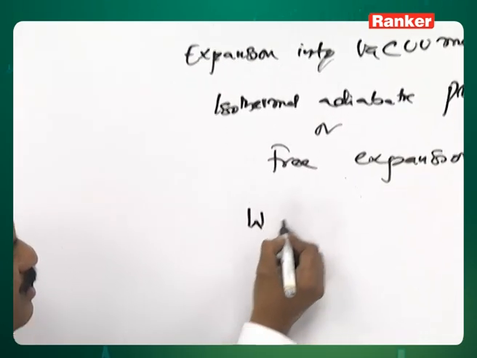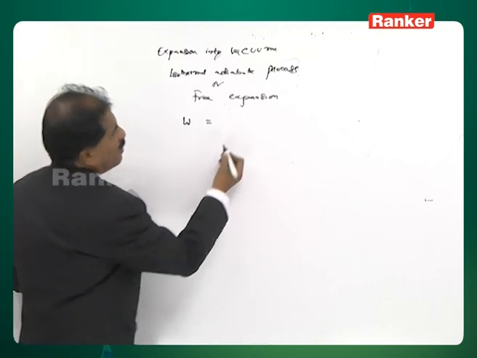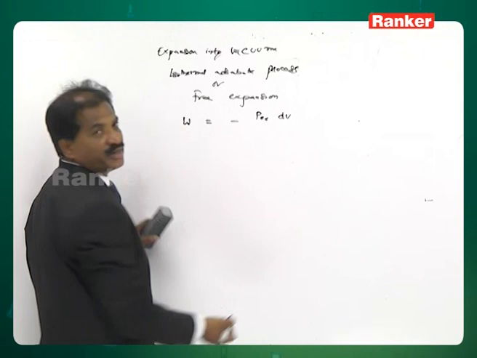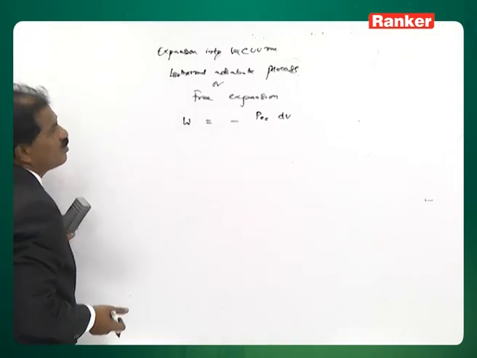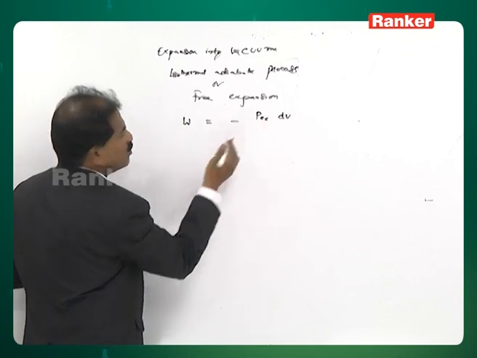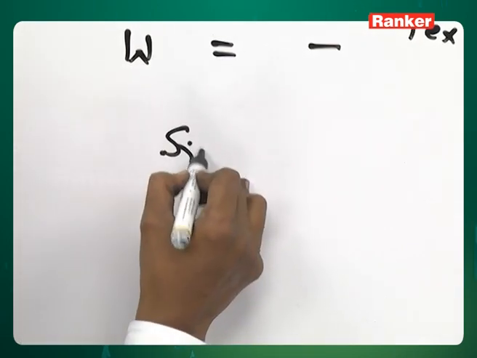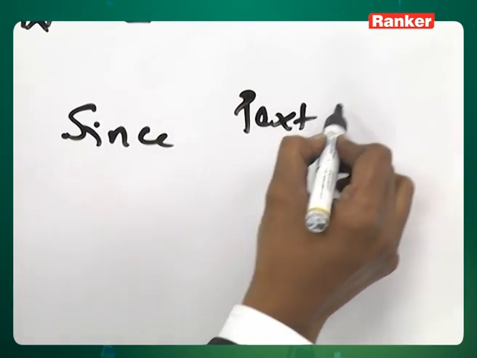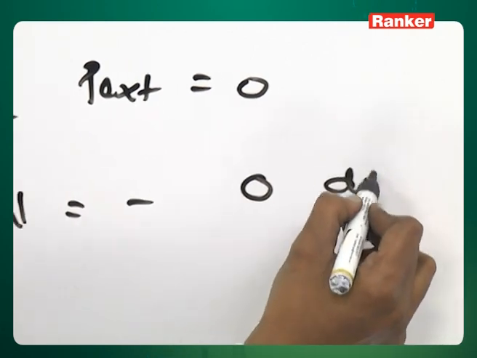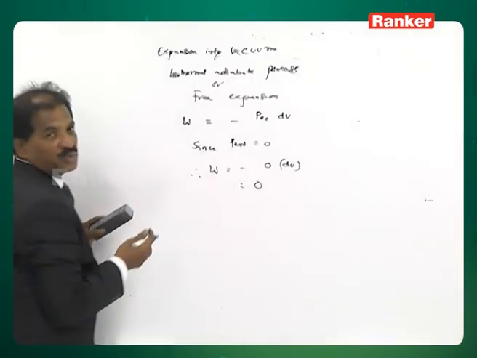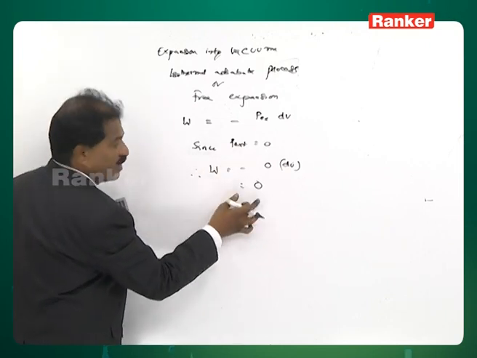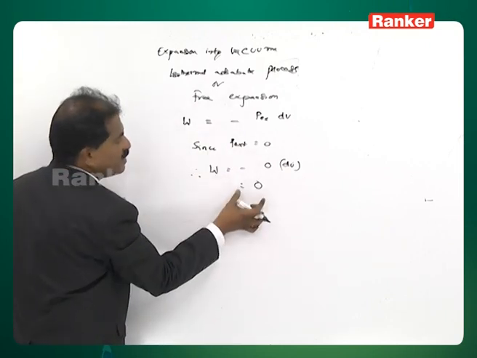Here, in the calculation of work, according to the thermodynamics definition, the formula is P external dV. Now, if the gas undergoes expansion into the vacuum, the magnitude of the opposing force is 0. Since P external is 0, the work involved is minus 0 into dV. That means it becomes 0. So, by definition, if the gas undergoes expansion into the vacuum, the work done by the gas becomes 0.